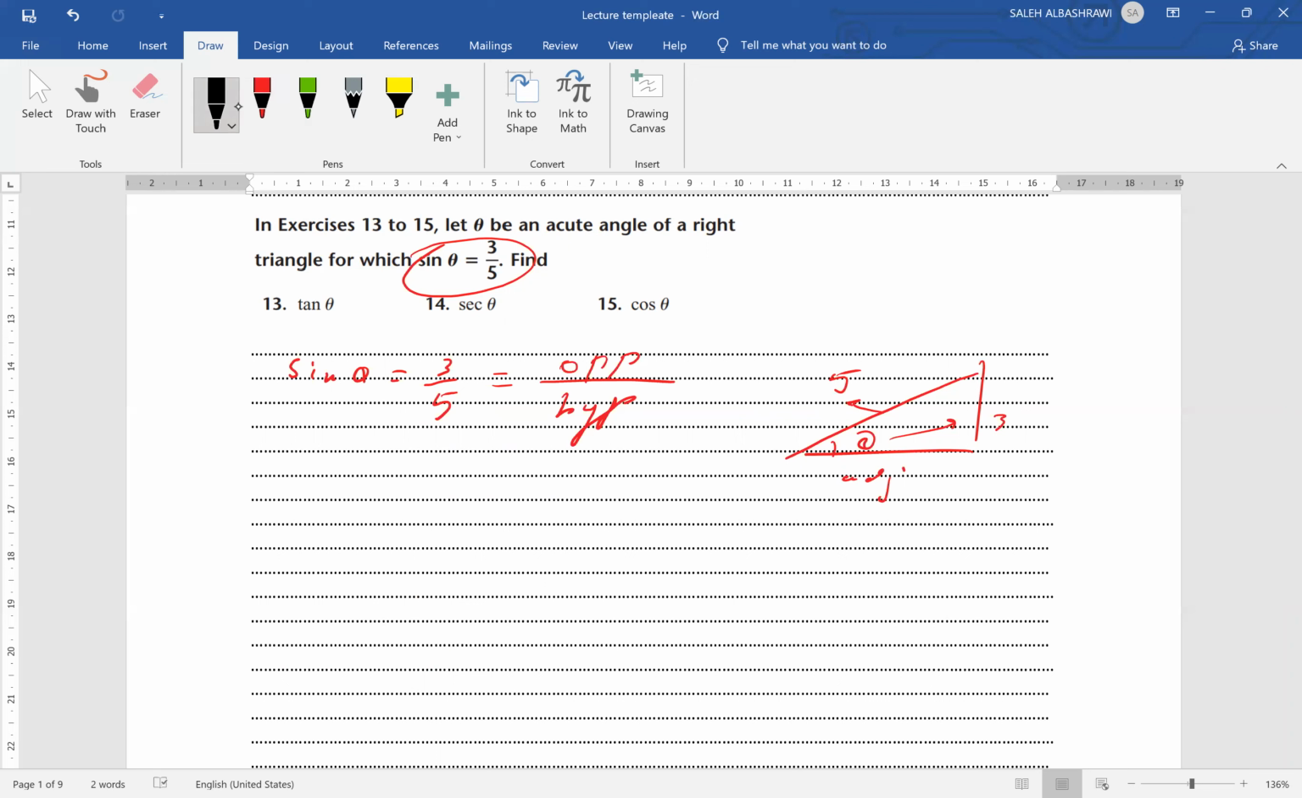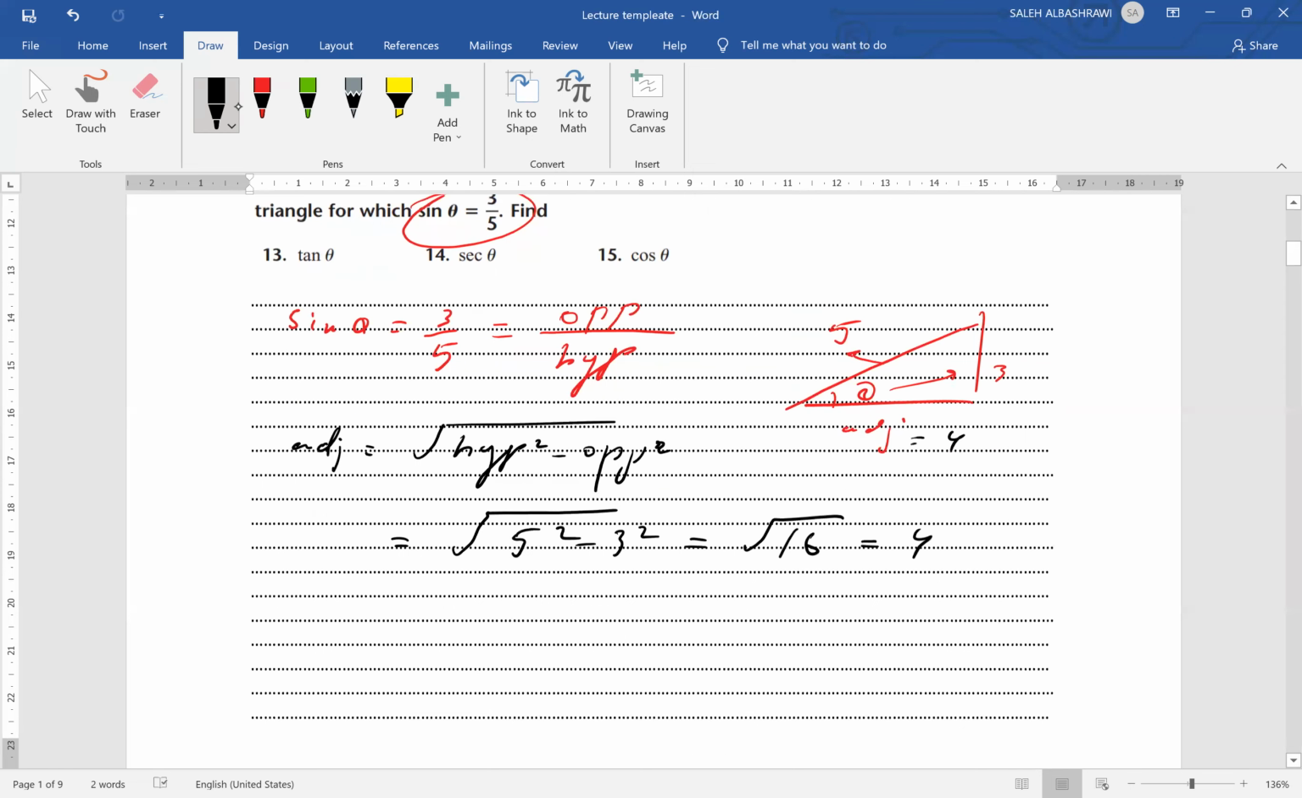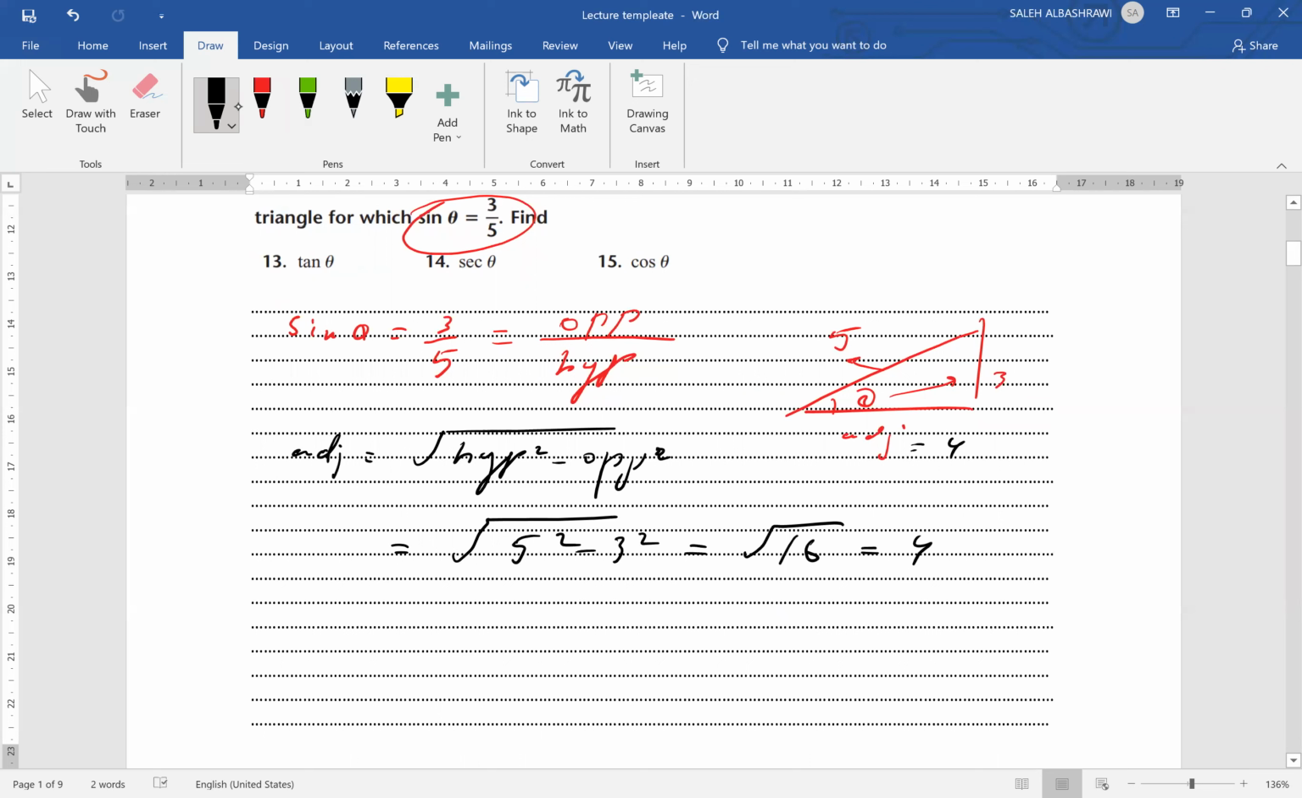And we know from the Pythagorean theorem that the adjacent is equal to the square root of hypotenuse squared minus opposite squared, which is equal to the square root of 5 squared minus 3 squared. This is 25 minus 9, equal to 16, and the square root is 4. So the adjacent equals 4. From this, we can find tangent theta, secant theta, and cosine theta.